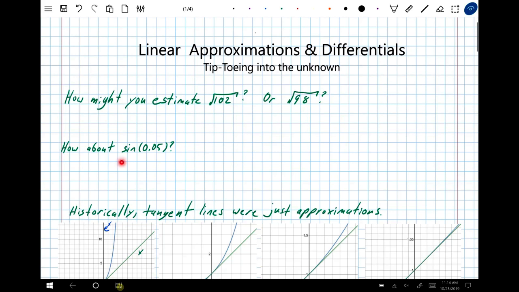Similarly, we could look at something like sine of 0.05 and say, oh, that's pretty close to sine of 0. That's a 0. Sine is increasing, so I don't know. Maybe it's about 0.04. It's something slightly bigger than 0.